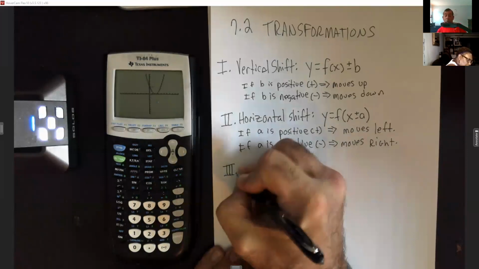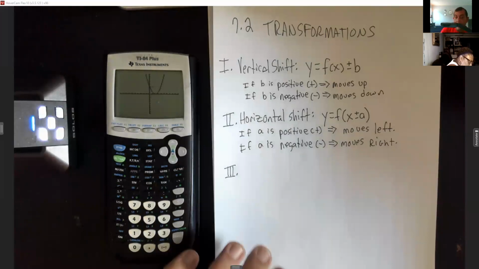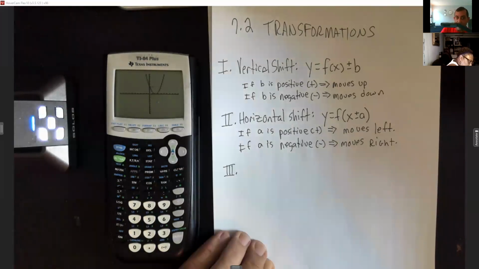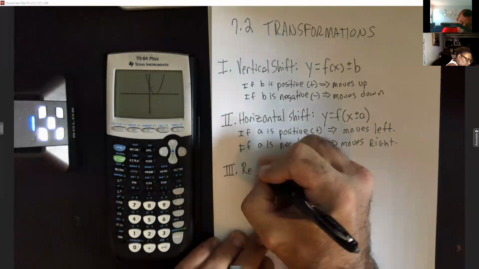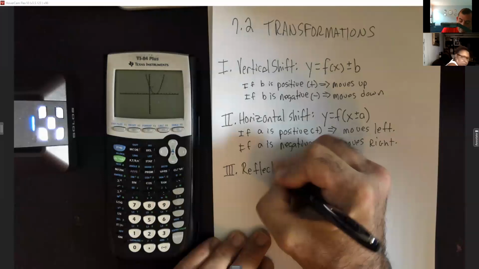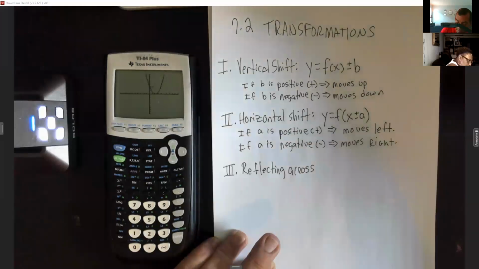And y'all, that's what they're going to do on here. They're going to give you equations, and you got to determine, did I go up or down? Did I go left or right? Or did I do this last move? The last transformation we'll do is called a reflection across the x-axis.